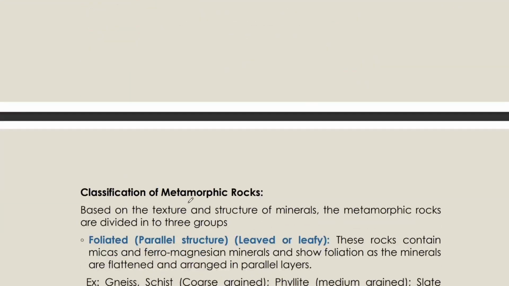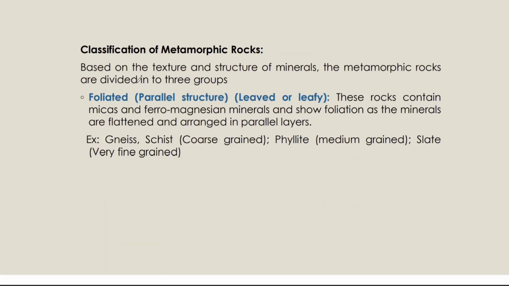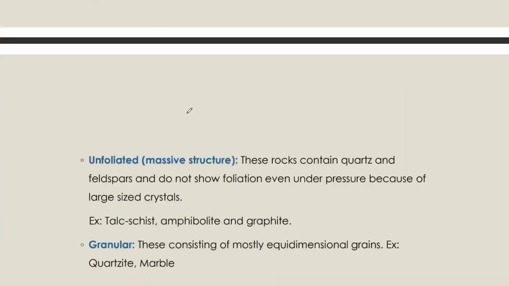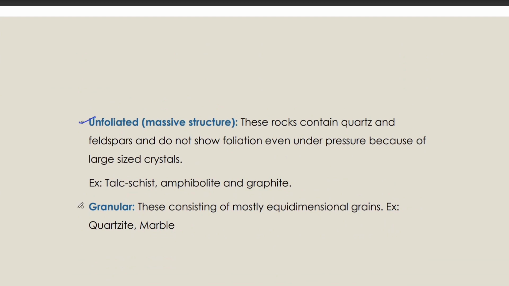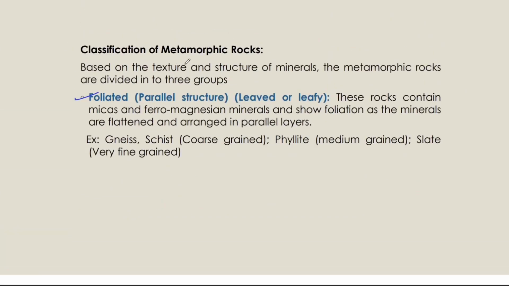After that, we have the classification of metamorphic rocks. Based on the texture and the structure of minerals, the metamorphic rocks are classified into three groups. First one is foliated, second is unfoliated, and lastly there is granular. So based on the texture and structure of the minerals, first one is foliated.